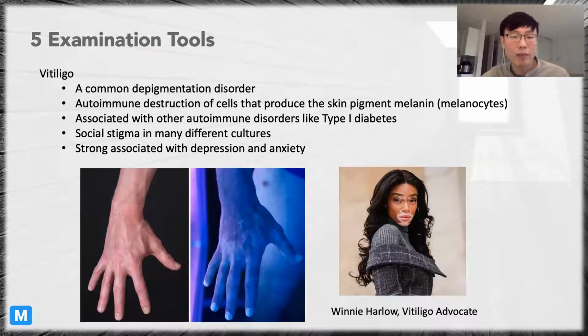And the picture on the right side is Winnie Harlow. She's a Canadian model who's an advocate for vitiligo. You can see she does have significant depigmentation on the skin, marked by the sharp demarcation and completely whitening, which is depigmentation of the skin color.